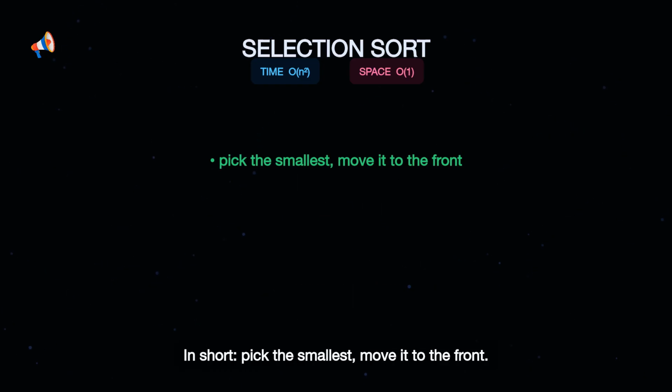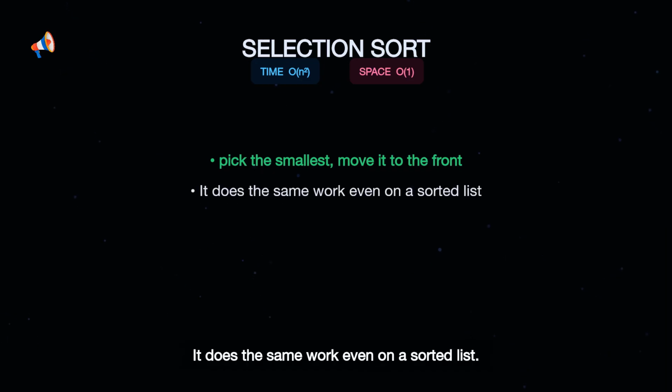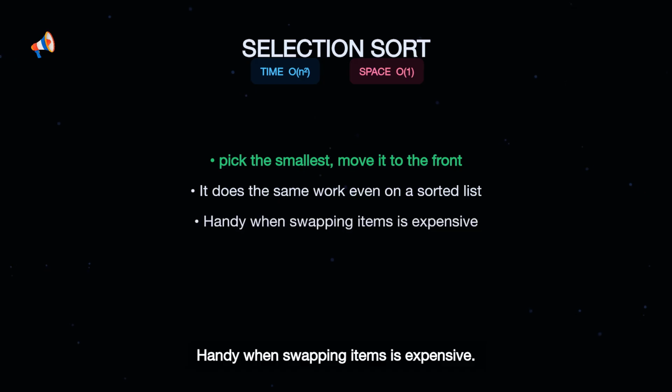In short, pick the smallest, move it to the front. It does the same work even on a sorted list. Handy when swapping items is expensive.